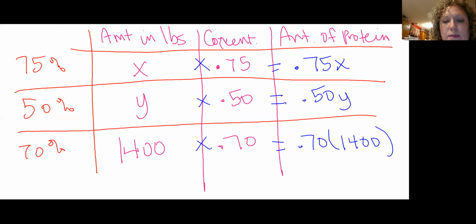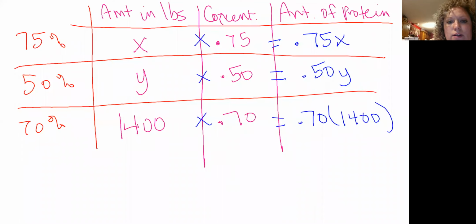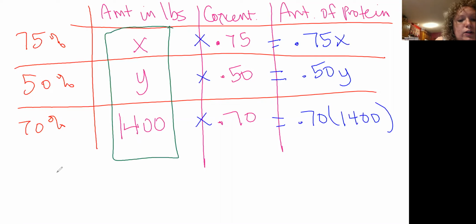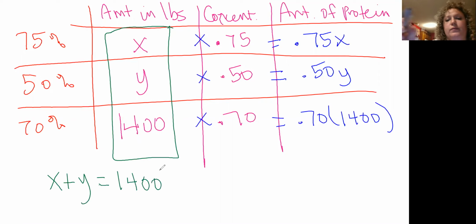Okay, I'm going to slide this up now. Okay, so we have two equations, two unknowns. That's what we need anyway. When we have two unknowns, we need two equations. So here we can get our amount in pounds because we know that we have X pounds of one, Y pounds of another, and that equals 1,400. So that's one of our equations: X plus Y is equal to 1,400.